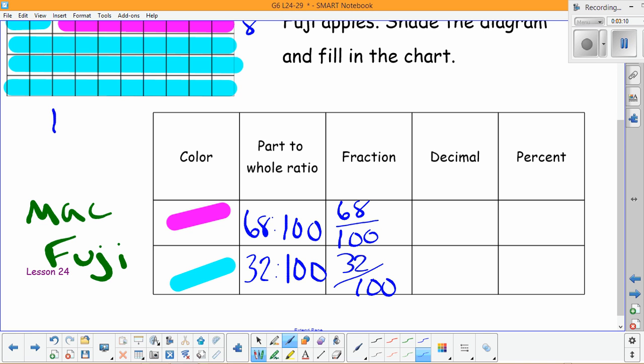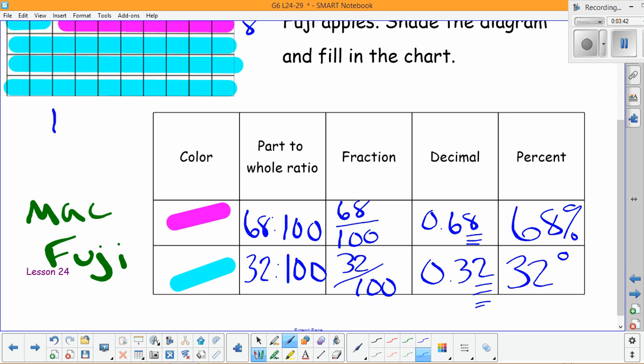68 100ths looks like this as a decimal. 68 ending in the hundredths place. And that says 68 hundredths. And 32 100ths, similar to that, looks like 0.32 or 32 ending in the hundredths place. 32 hundredths. And percent is literally just a ratio that means out of 100. So 68 out of 100 means 68% of the farm is Macintosh, and 32 out of 100 means 32% of the farm is Fuji.